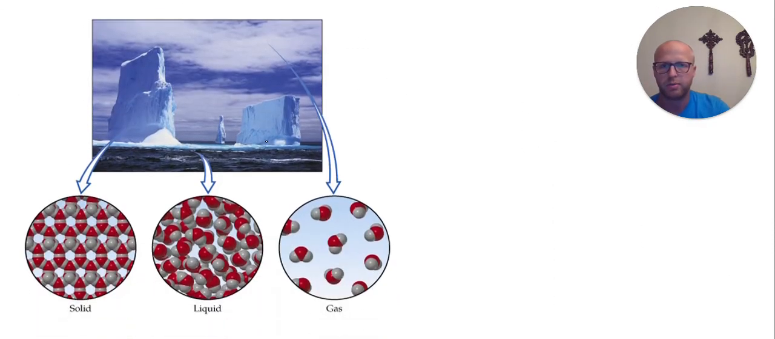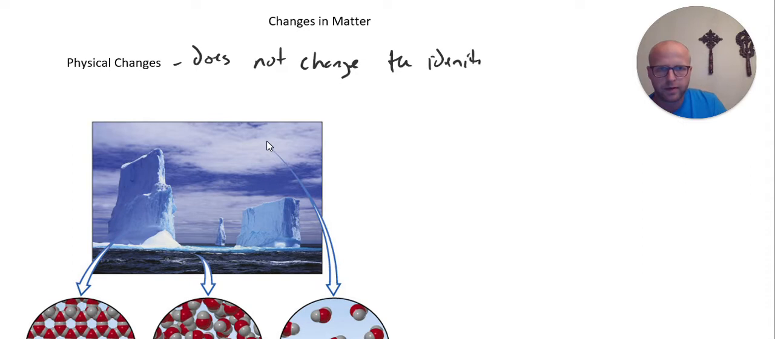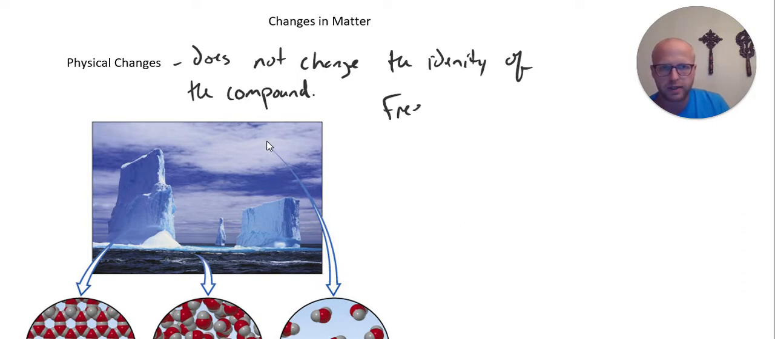Okay, the first change would be physical changes. A physical change is a change that does not change the identity of the compound. Or in other words, what you finish with is what you started with. Some examples of physical changes are freezing, melting, so all phase changes, and boiling.